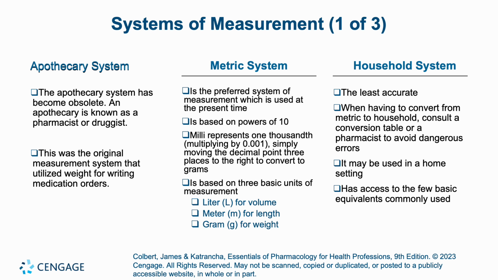So an apothecary is known as a pharmacist or druggist. This was the original measurement system that utilized weight for writing medication orders. It's no longer used currently, but you may hear the term as something that was used in the past as a precursor to current systems. The metric system is the preferred system of measurement, which is used in the present time. Again, most of the world uses this for pretty much everything, including medicine.